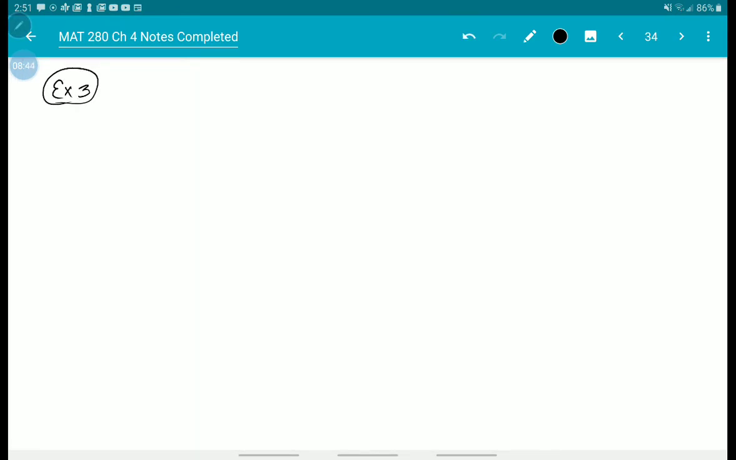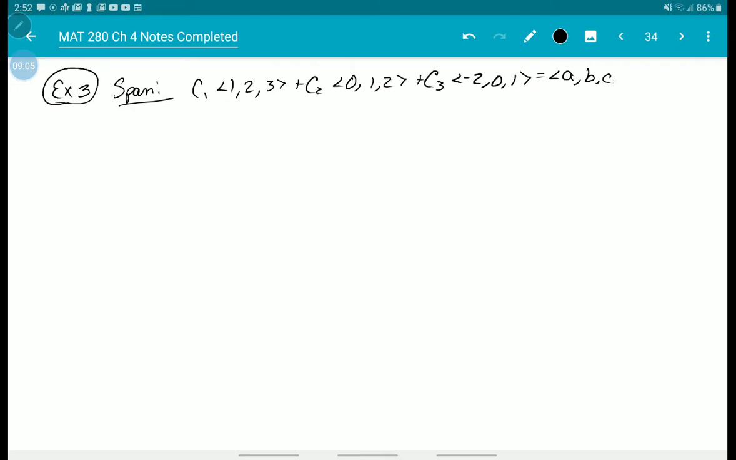So example 3, I'm going to show spanning first. c1 v1 plus c2 v2 plus c3 v3 is equal to (a, b, c). You want to show any vector. So here's any vector in R3. Can it be written as a linear combination of these?